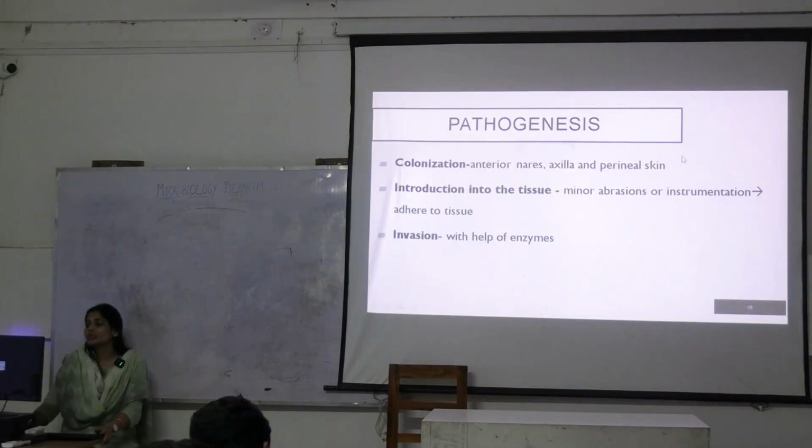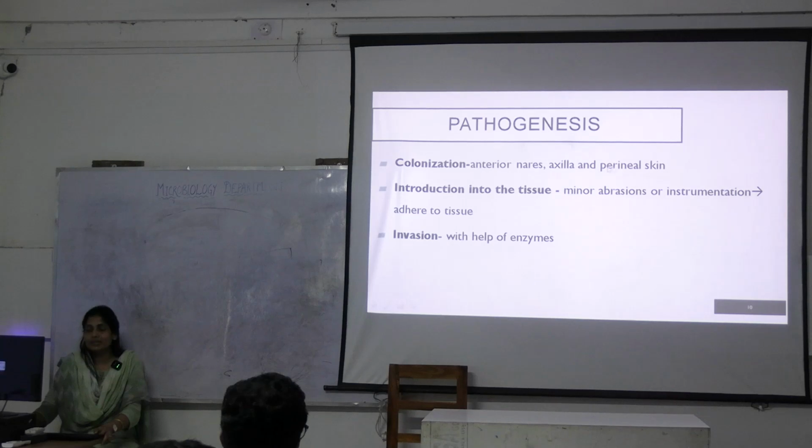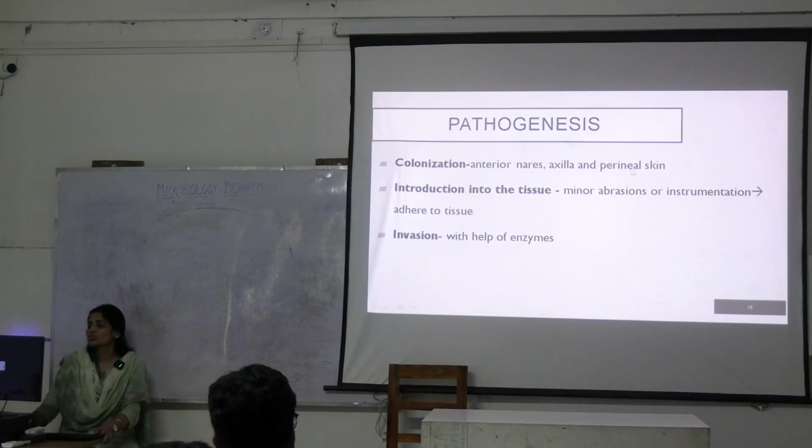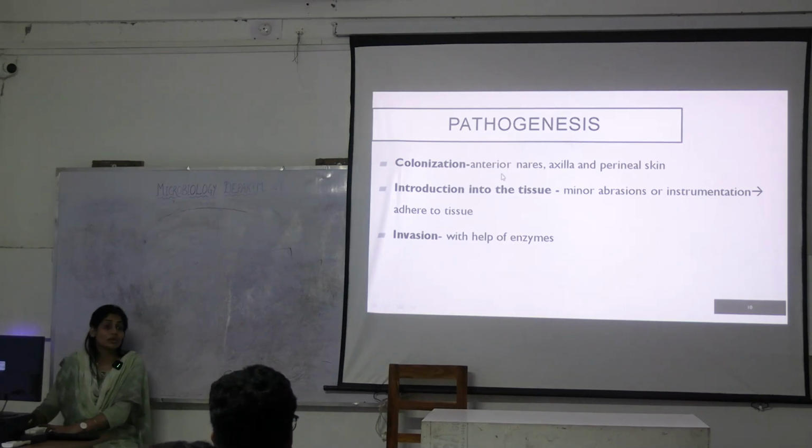Okay, most of you should know that Staphylococcus is a normal flora in anterior nares, axilla, perineal skin. How does it get inside your skin? It's residing over the skin. It's taken up into the tissue through minor abrasions or instrumentation. By instrumentation, you should understand instrumentation in the hospital also comes under this category. So when you think of surgical site infection after surgery was done, the most common cause is Staphylococcus aureus. Okay? I told you invasion takes place through the help of enzymes. This is the pathogenesis, how it's entering your skin.